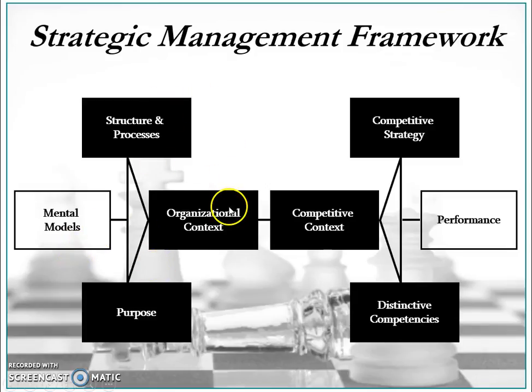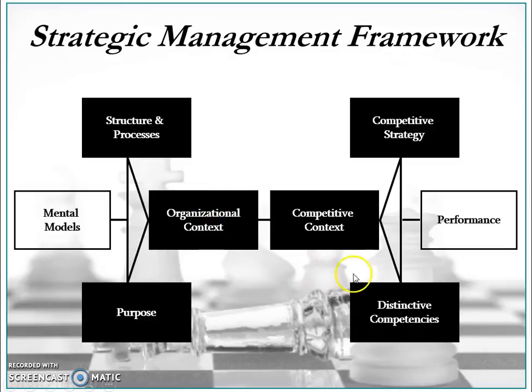There are two aspects when we talk about the framework of strategic management. One is the organizational context, which is derived from the mental models of the organization, that is, what the promoters or the leaders or the top management of the organization think, what vision do they have, what is the purpose of the existence of the organization, and what are the structures and processes that have been derived by the organization in order to achieve the purpose and the mental model of the organization. So these three aspects make the organizational context.